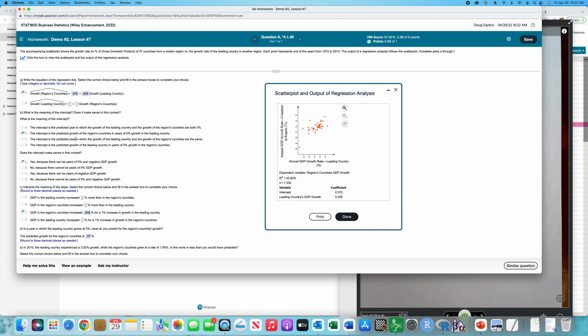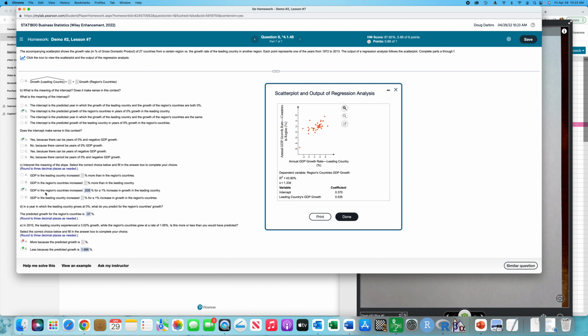I'm not going to go over the intercept. Well, I will. The intercept is the predicted growth when there's 0% growth in the leading country. So yeah, there could be 0% with a negative GDP growth. So that was my selection there.